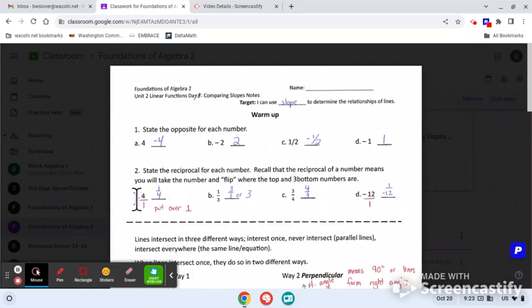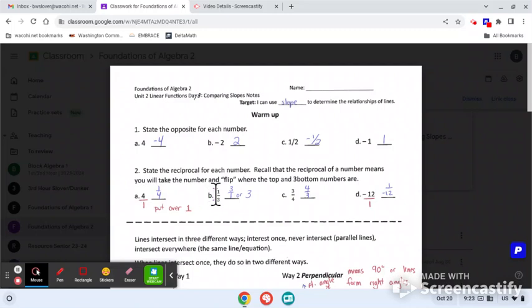So if I look at letter A, it started as 4. I put it over 1. Any number we can put over 1. So I have 4 over 1. If I want the reciprocal, I need to just flip it. So the 4 is going to go into the bottom and the 1 is going to go into the top. So the reciprocal of 4 is 1 over 4.